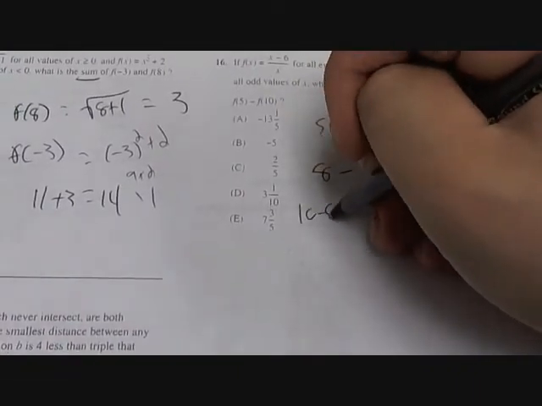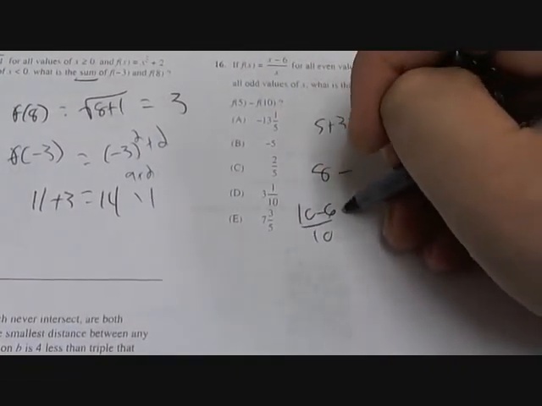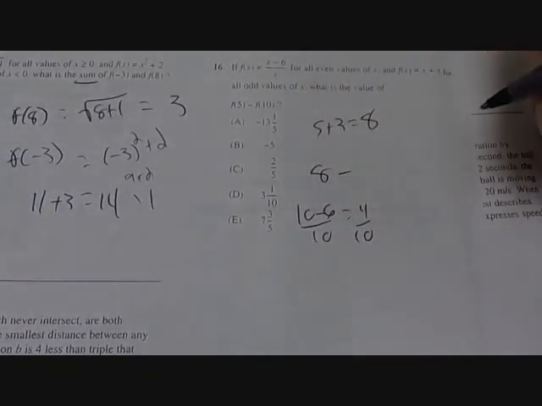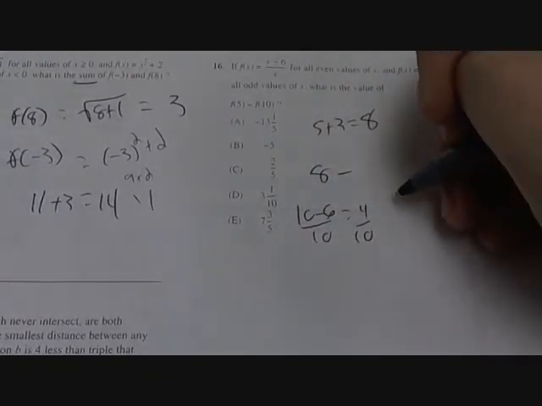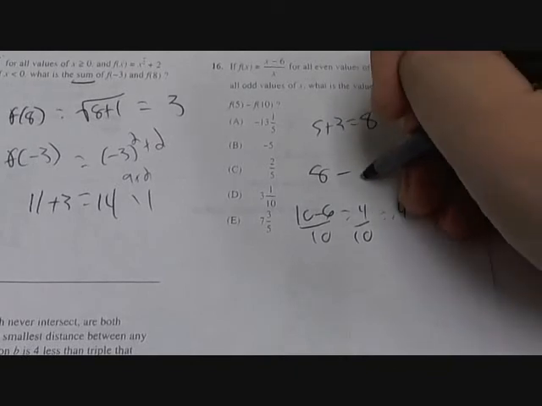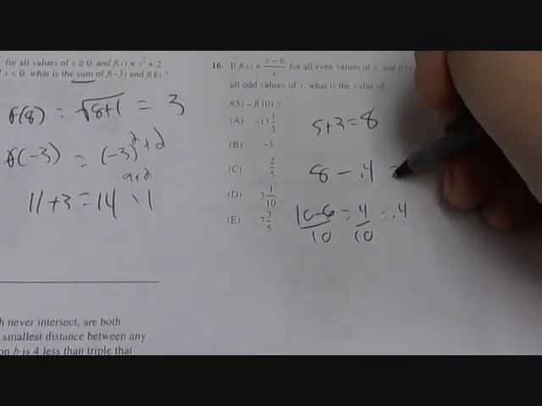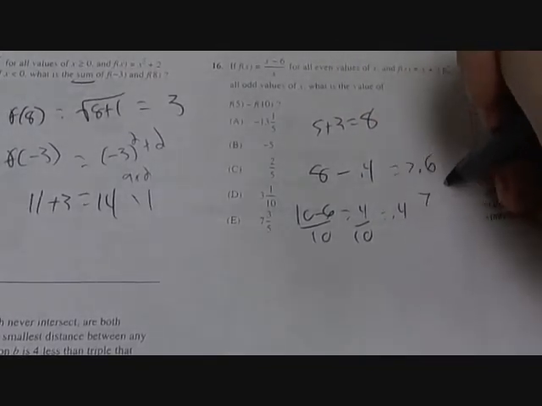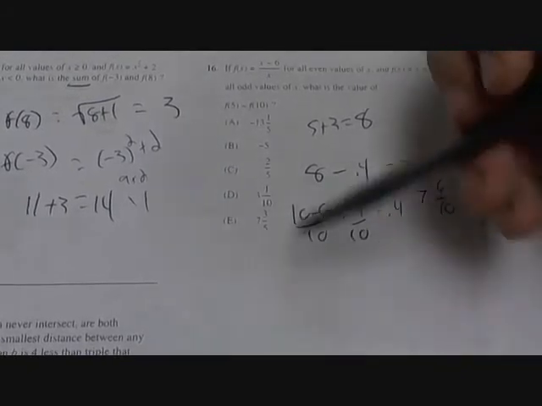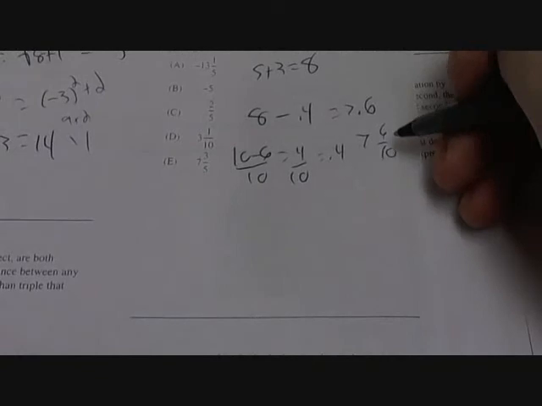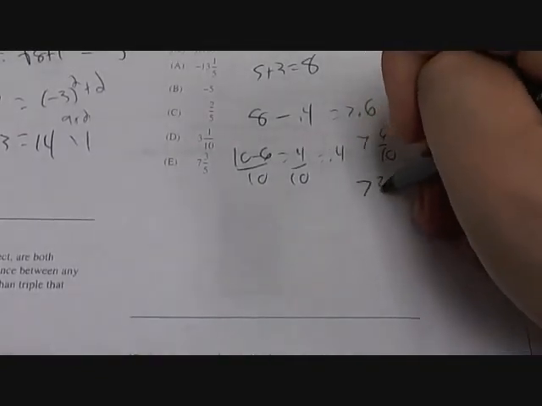So 10 minus 6 divided by 10 is equal to 4 over 10, which is equal to 0.4. So 8 minus 0.4 is equal to 7.6. So 7 and 6 tenths. Since all your answer choices are in fractions, you have to put it back in fraction form. 6 tenths reduces to 3/5. So the answer is E.